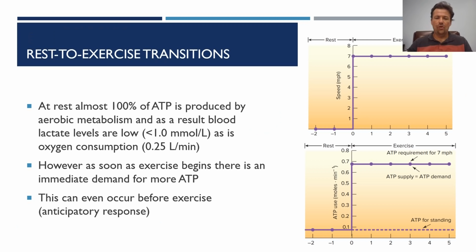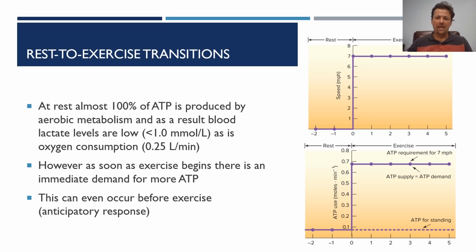Now, at rest, almost 100% of our energy is produced by aerobic metabolism. What do we mean by aerobic metabolism? That's energy that's burnt with oxygen. Oxygen is used to oxidize the fuel in our body. As a result, blood lactate levels are low. And because we're at rest, our oxygen consumption is also low.